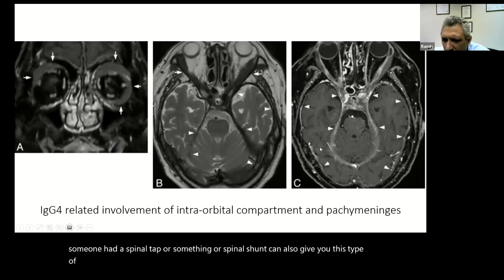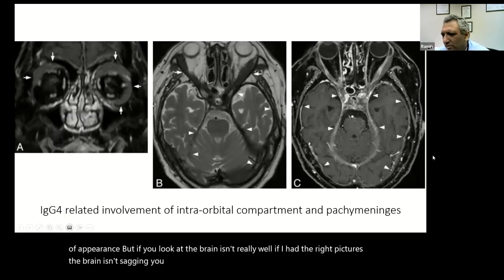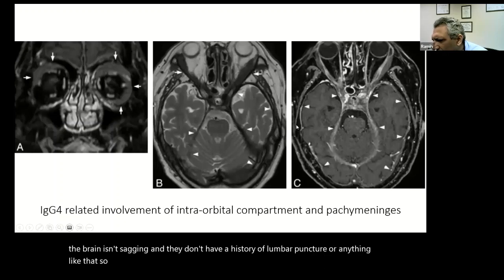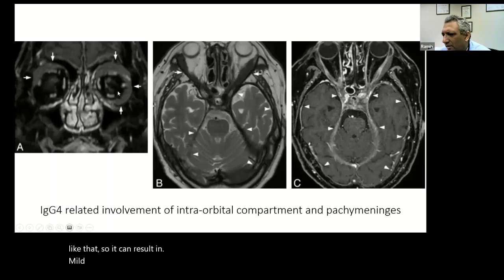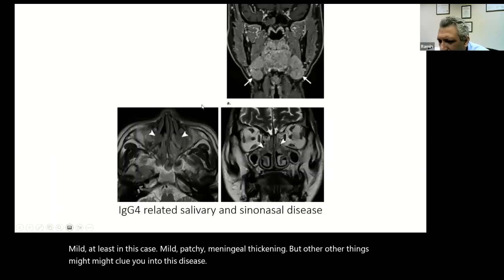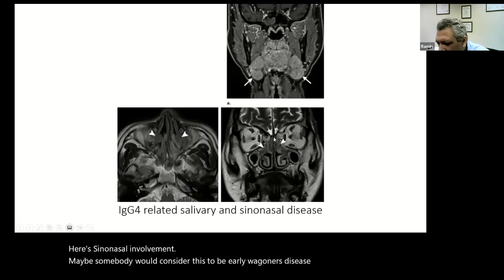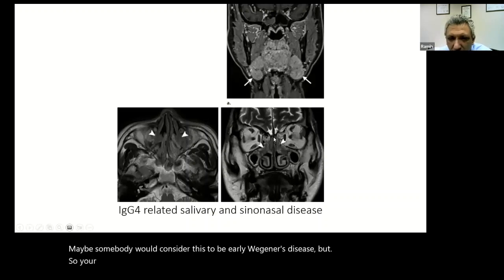But if you look at this, the brain isn't sagging, and they don't have a history of lumbar puncture or anything like that. So it can result in mild, at least in this case, mild pachymeningeal thickening, but other things might clue you into this disease. Here's sinonasal involvement. Maybe somebody would consider this to be early Wegener's disease.